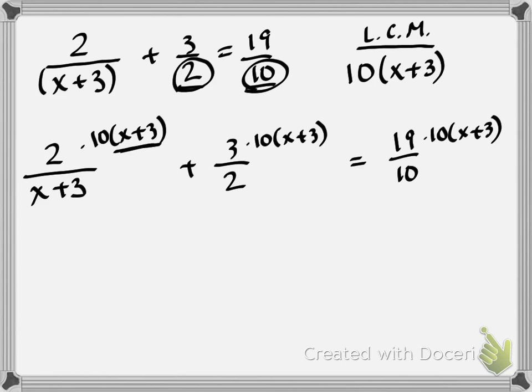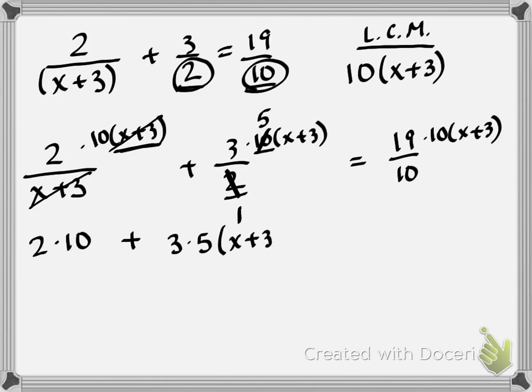Remember, this x plus 3 is now on top of that fraction, and so I can cancel it with the x plus 3 on the bottom. And so what I have left over is 2 times 10, plus. Now, I can't necessarily cancel out the 2 with anything exactly, but I can reduce this 10 on top and the 2 on bottom. I can make that into a 1, and I can make that into a 5. And then I have 3 times 5, parentheses, x plus 3.